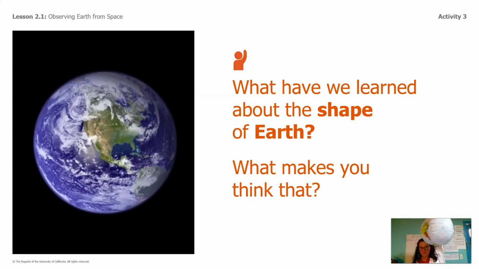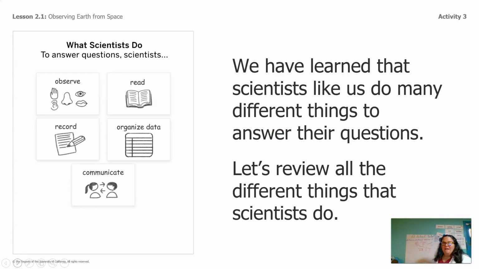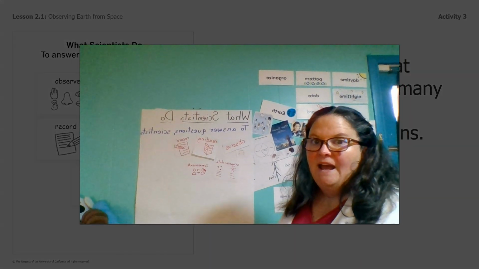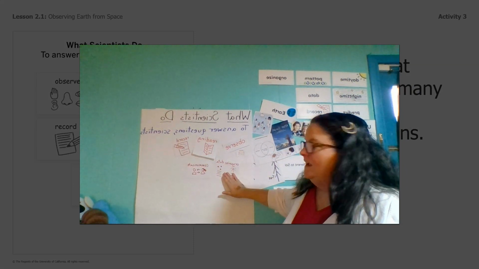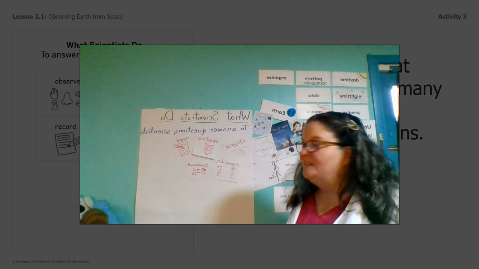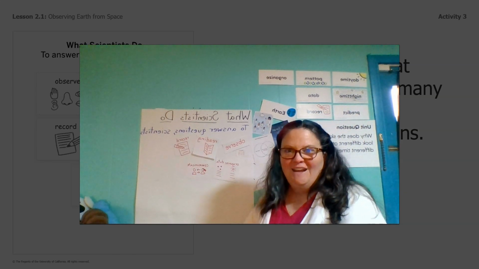In today's lesson, we've learned a little bit about the shape of the Earth. And what shape is the Earth again? That's right, it's round like a ball. Yeah, the Earth is round like a ball. And we used all of our different skills that scientists do. And let's look at those skills again to see which ones we used today. So we have observe, reading, record, organize, and communicate. Which ones do you guys think we used today?